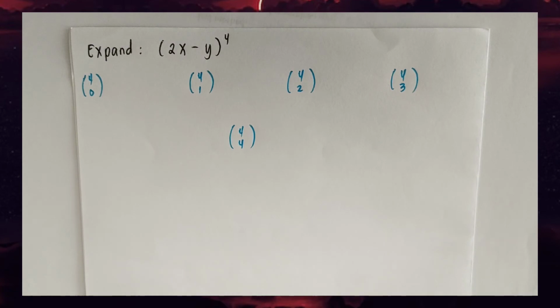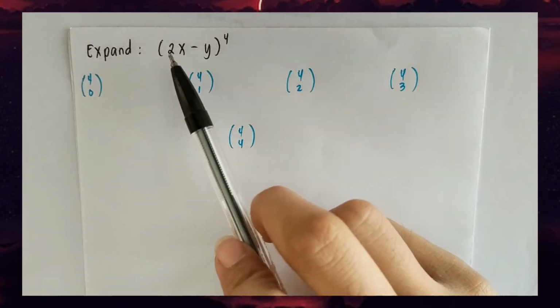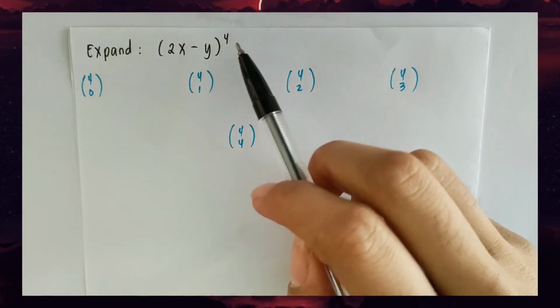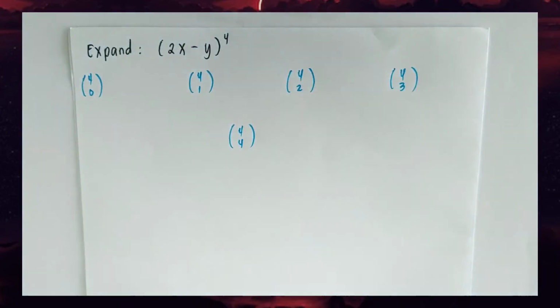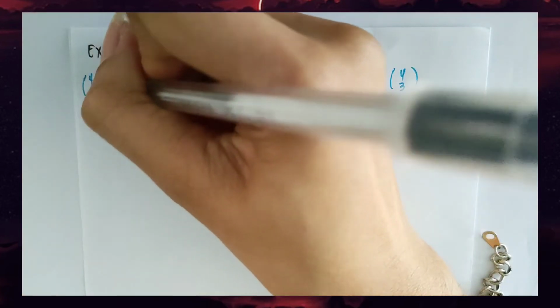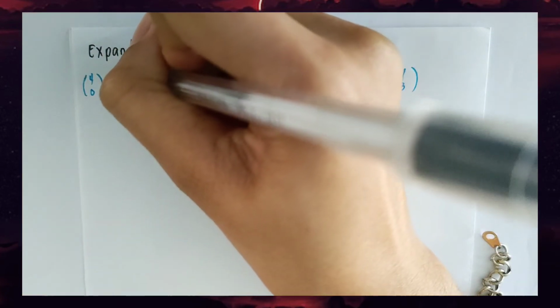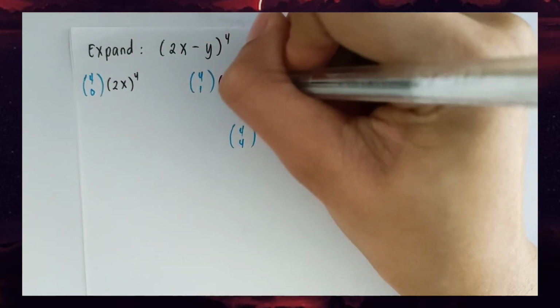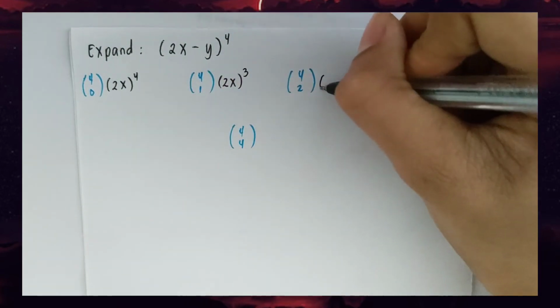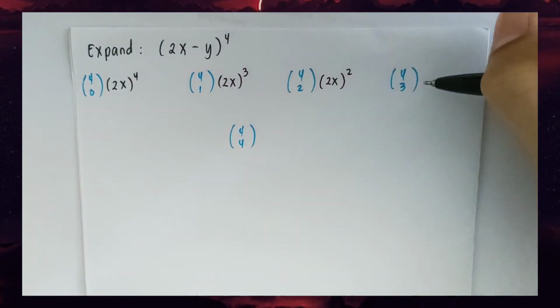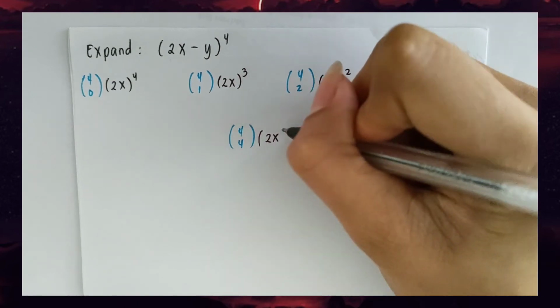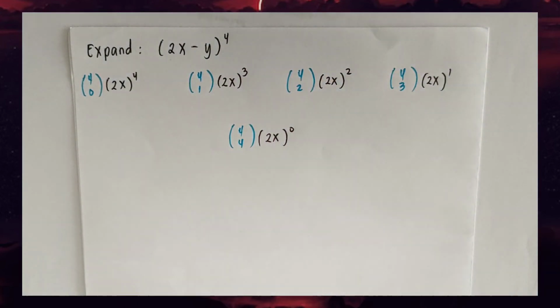Next, we need to input our first term. Do not forget your parentheses and then your exponent. So again, the first term's exponent decreases. 2x raised to 4, 2x raised to 3, 2x raised to 2, 2x raised to 1, 2x raised to 0.